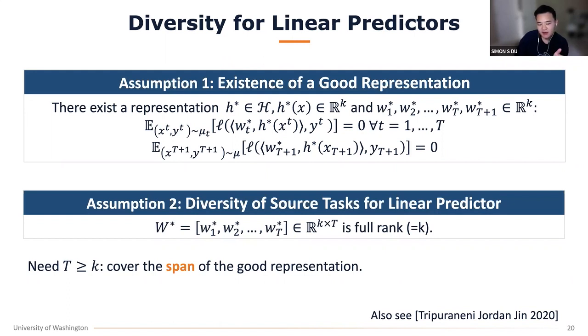I mean, it depends on how close it is, right? If it's still far from the closest one, maybe still far from the target. So let's say in the example I said, you have a target task that is kind of orthogonal. Suppose you don't have the diversity assumption, but there's a target task whose linear predictor is orthogonal to all the source tasks. Then basically you have no hope to do well on this target task using pre-training.